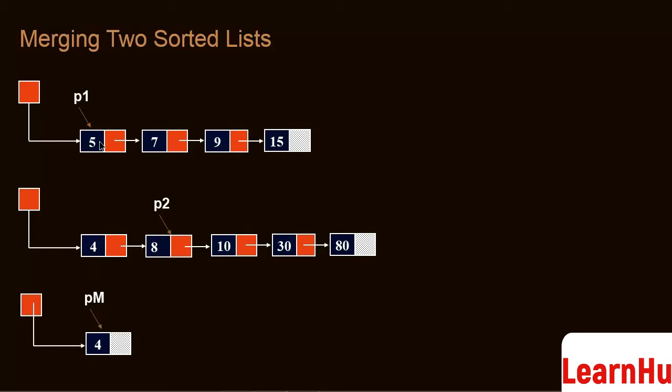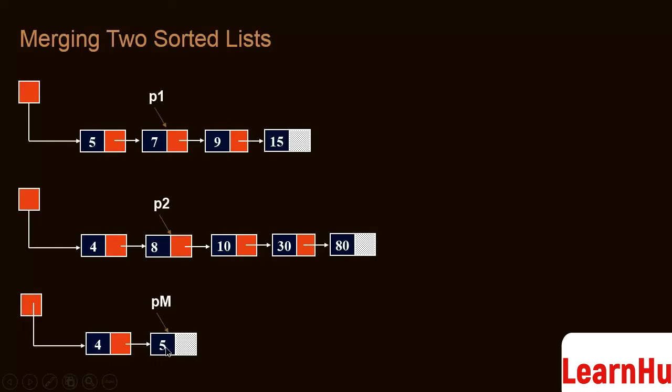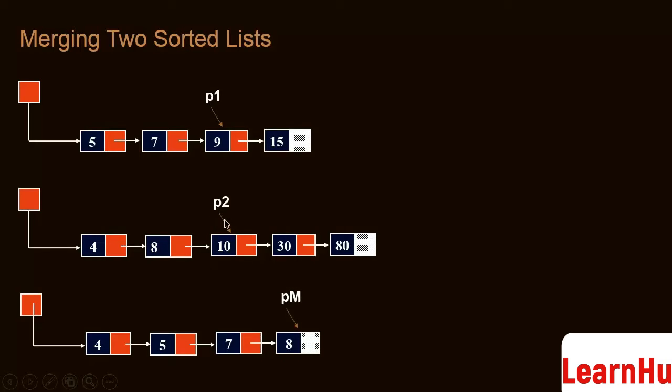Now we compare info values of these two nodes that are referred to by P1 and P2. Info of this is smaller, so this new node has info 5 and P1 is moved forward. Now we compare these two nodes. Info value of this node is smaller, so the new node has value 7 and P1 is moved forward. Now we compare these two nodes. This one is smaller, so the new node has value 8 and P2 is moved forward. Now we compare these two. This one is smaller, so the new node has value 9 and P1 is moved forward.